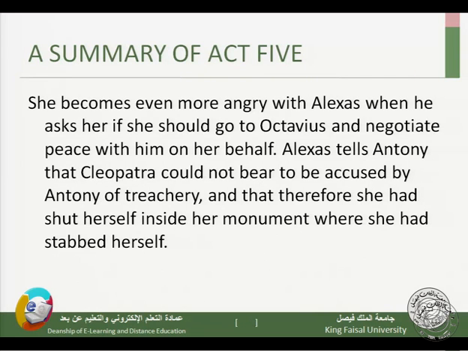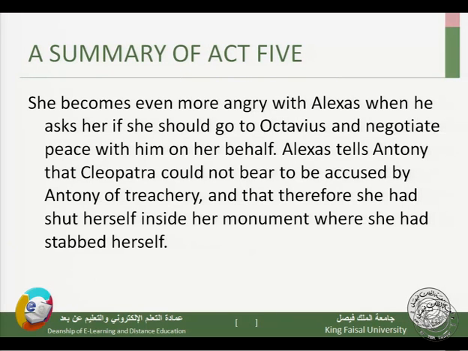She becomes even more angry with Alexis when he asks her if she should go to Octavius and negotiate peace with him on her behalf. So Alexis, who is not sincere to anyone, believes that Cleopatra should go now to Octavius and negotiate peace with him, because he sees that Octavius will win the battle against Antony.